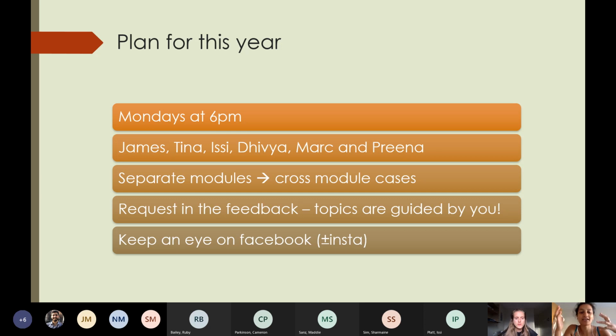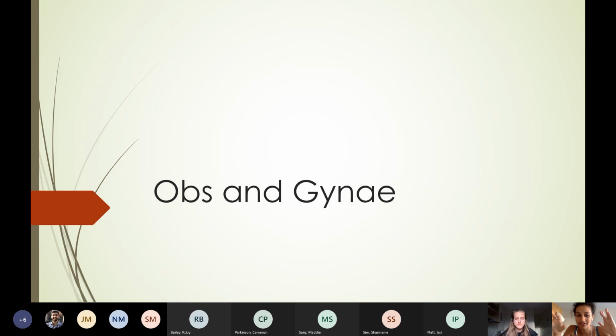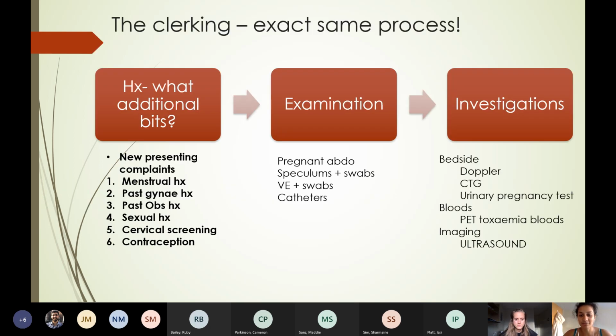With obs and gynae, it is new, but the process for the way they treat the patient is exactly the same. You do your history, you do your exams, you investigate them. I'm going to take you roughly through some of the key differences from 4th year versus an obs and gynae patient in that process. In terms of the history, you've got your presenting complaint, past medical history, all of that jazz. What other bits do you think we need to ask in an obs and gynae history? What main categories can you think of?